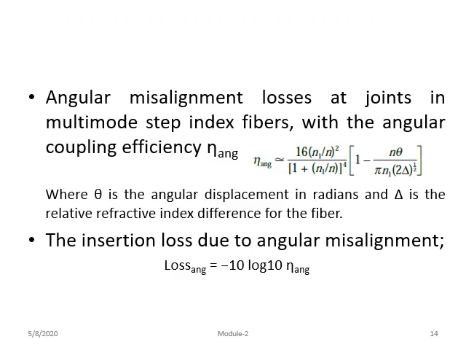So the same condition, now I just need to consider lateral misalignment. Now I am considering angular misalignment loss. So angular misalignment loss at the joints of the multimode step index fiber, with the angular coupling efficiency neta angular, which is equal to 16 into (n1 by n) whole square divided by (1 plus n1 by n) whole to the power 4, into 1 minus theta divided by pi n1 into (2 delta) to the power half, where theta is equal to angular displacement in radians. Consider delta is the relative refractive index difference of the fiber.